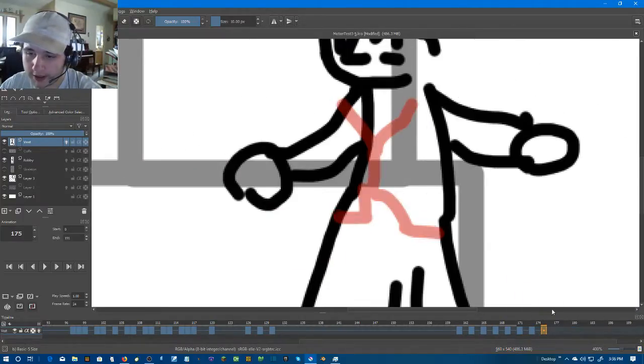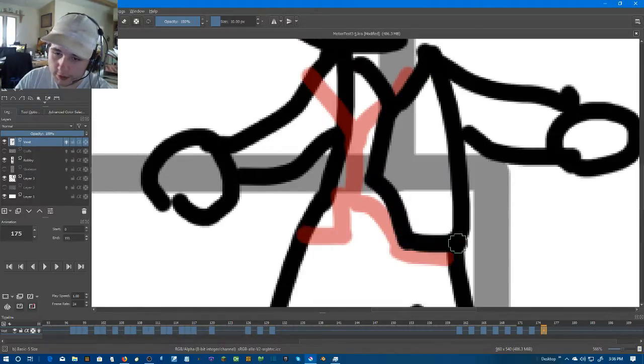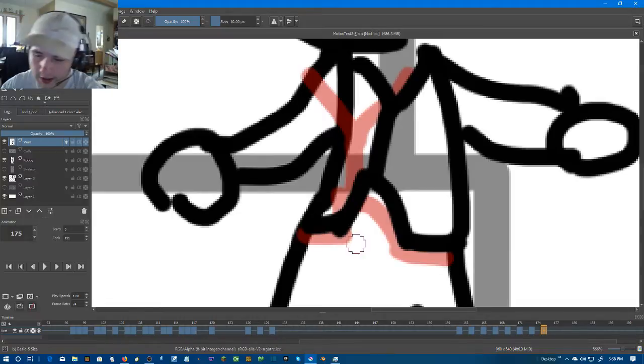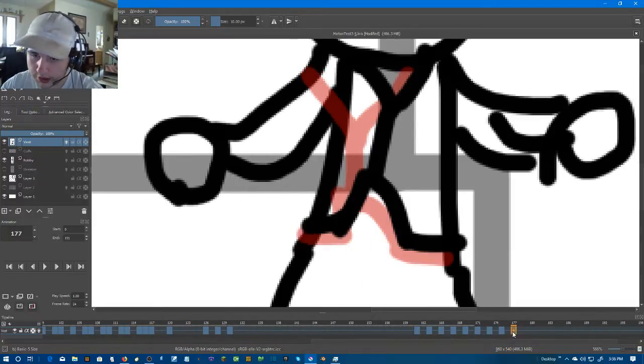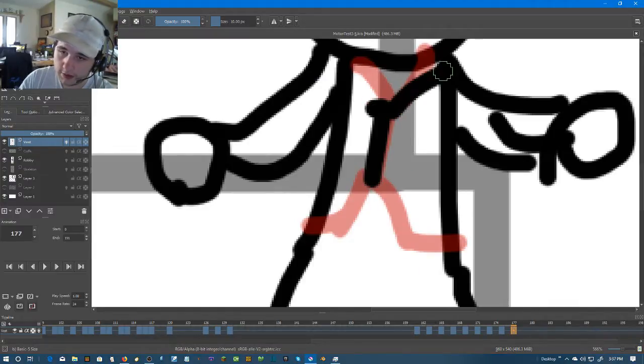I wanted to make something wobbly, so I traced over the exact same thing multiple times, and I think that worked really well. I think that fixed a handful of things as well.